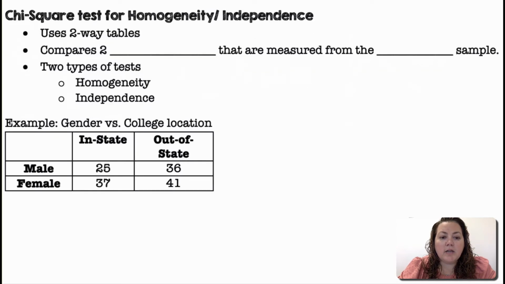All right, chi-squared test for homogeneity or independence. This uses two-way tables. It compares two variables that are measured from the same sample. Okay, so it's coming from the same sample. Two types of tests, homogeneity and independence. Gender versus college location. So we have male, female, in-state, and out-of-state.